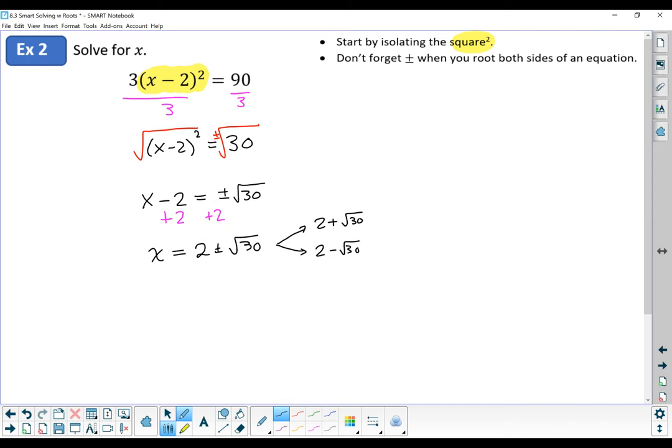And if we wanted to, we could get our decimal equivalences for each of these. 2 plus root 30 is approximately 7.48, and 2 minus root 30 is approximately negative 3.48. But it's not necessary for you to turn these into decimals. You can just state your answer exactly as 2 plus or minus root 30.